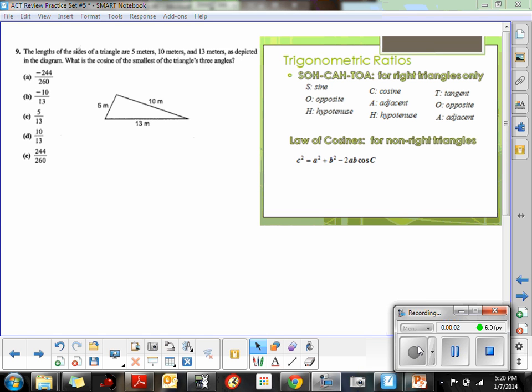The next problem asks us to use some trig to help us find a missing angle of a triangle. The lengths of the sides of the triangle are 5, 10, and 13 meters as depicted in the diagram. What is the cosine of the smallest angle of the three angles?